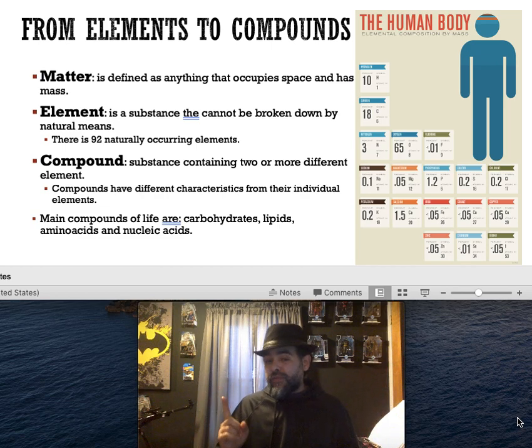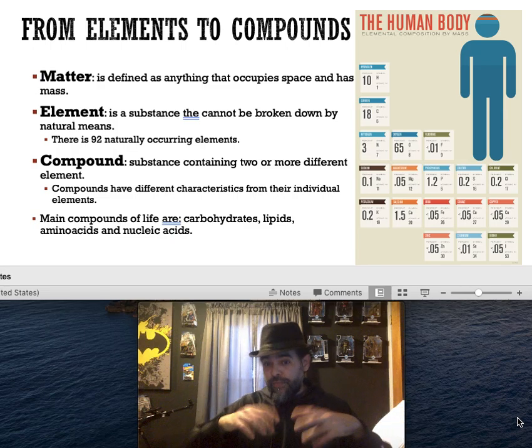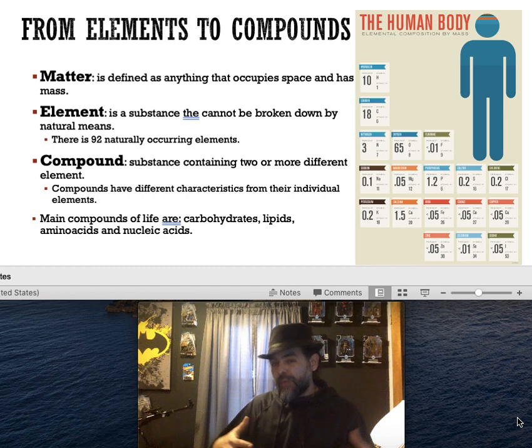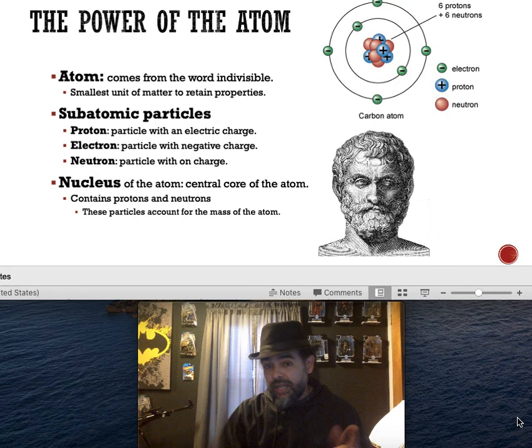So if we think about it for a second, are we humans made of just elements or are we made of compounds? I think the answer for that is very simple. We are made of compounds. As complex as we are, we need a large combination of different things to create a human being. Right? So, kind of a cool thing.